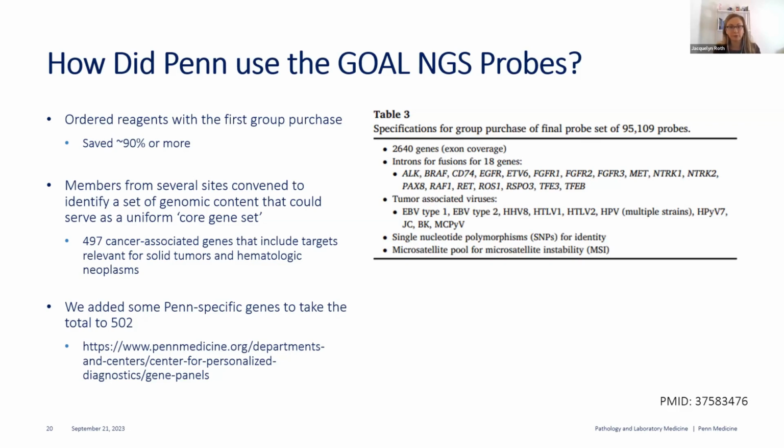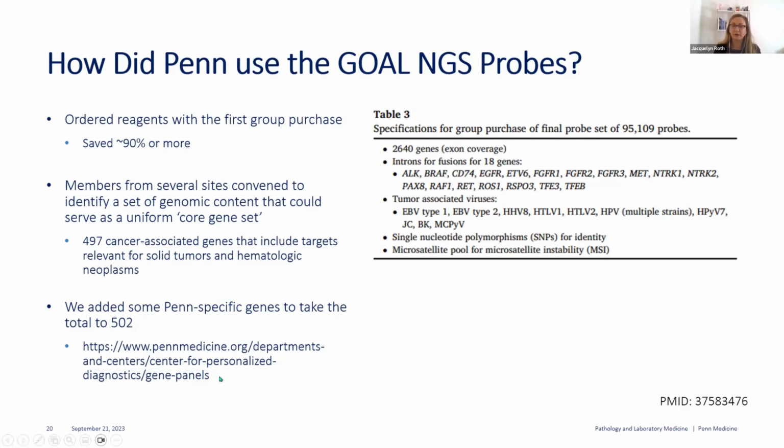Penn actually took the opportunity to do some of our own personal add-ons based on feedback that we had from our clinical teams, as well as what we had previously offered. And so we took our total from the 497 up to 502 genes that we cover. You can see our gene lists here. I've included the link for you if you're interested.